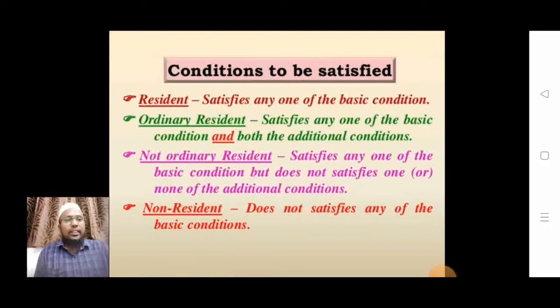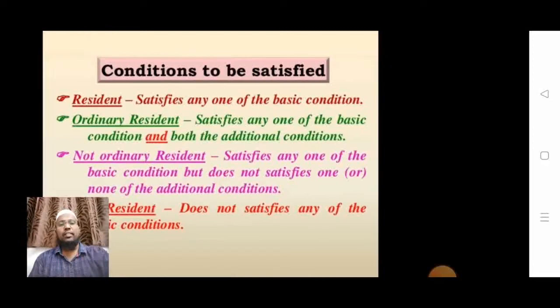Conditions to be satisfied. Resident: if he is resident, he satisfies any one of the basic conditions. If he is ordinary resident, he satisfies any one of the basic conditions and both the additional conditions. Not ordinary resident means he satisfies any one of the basic conditions but does not satisfy one or none of the additional conditions. If he is NRI, that is non-resident, he does not satisfy any one of the basic conditions.